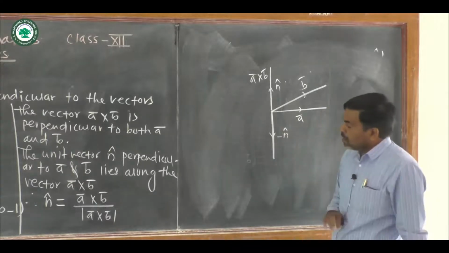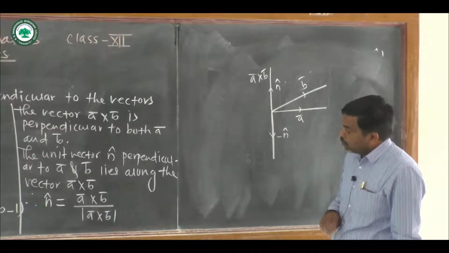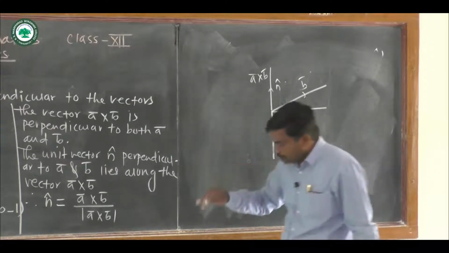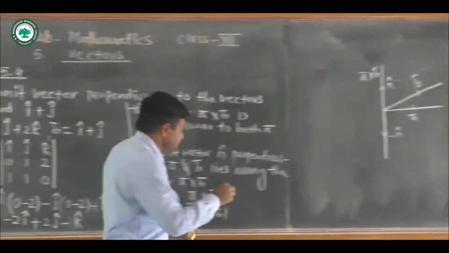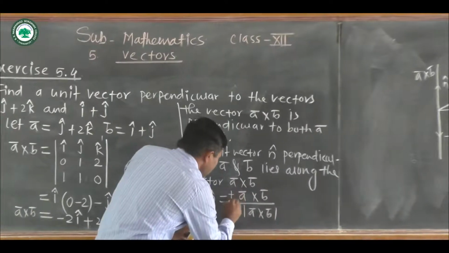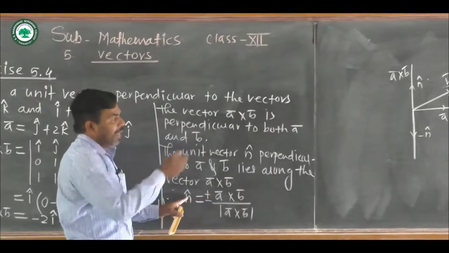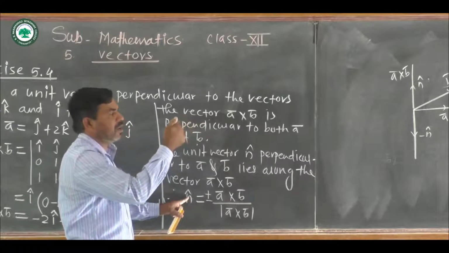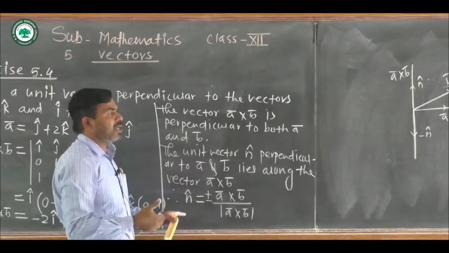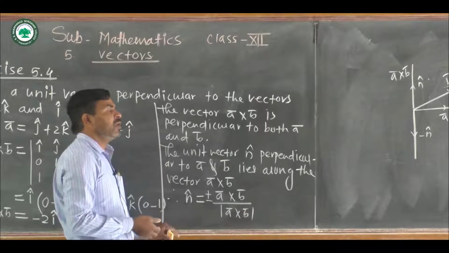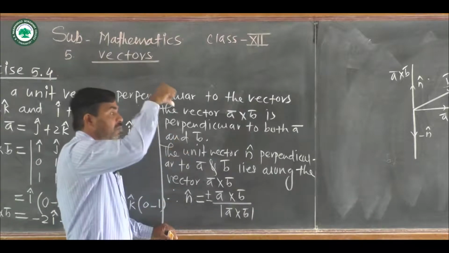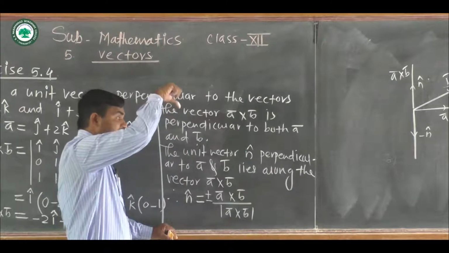So whenever we find the unit vector perpendicular to the vectors A bar and B bar, here we have to write plus or minus, because n cap is also a unit vector perpendicular to A bar and B bar, meaning along A bar cross B bar, and minus n cap is the unit vector which is perpendicular to A bar and B bar but it lies along B bar cross A bar, meaning its direction is downward.